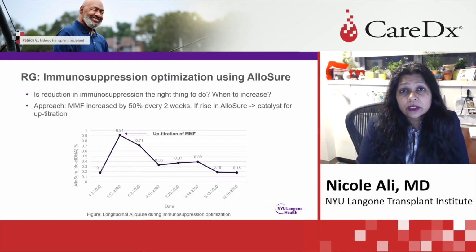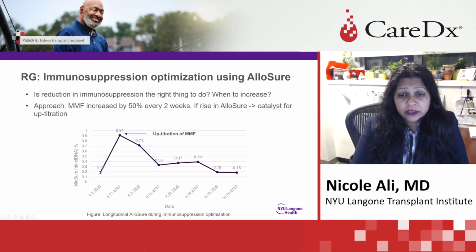It remains the question whether reducing immunosuppression really has any impact in terms of the clinical course of COVID-19 in transplant patients. Is it the right thing to do? Does it increase their risk of rejection by doing so? And at what point do you increase the immunosuppression back to where you started? So in this case, we really had no answers to any of that, as most of us still don't have answers to that, so we used AlloSure to try to help guide us.